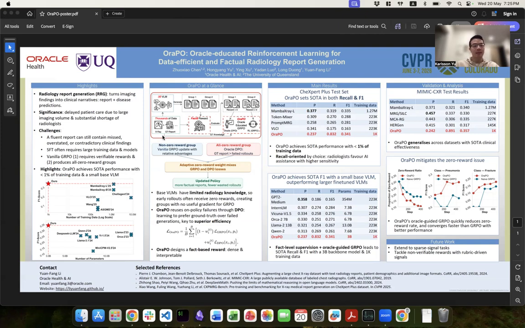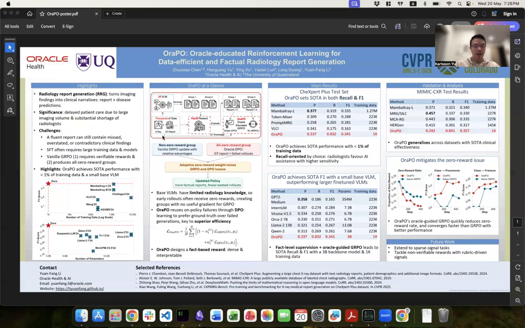Our key insight is zero reward samples are not useless. They are valuable negative samples. So instead of discarding failed generations, OraPO reuses them through a DPO-style preference learning objective. At a high level, standard GRPO works well when at least some generations obtain non-zero rewards, but when all generations fail, policy gradients become ineffective.